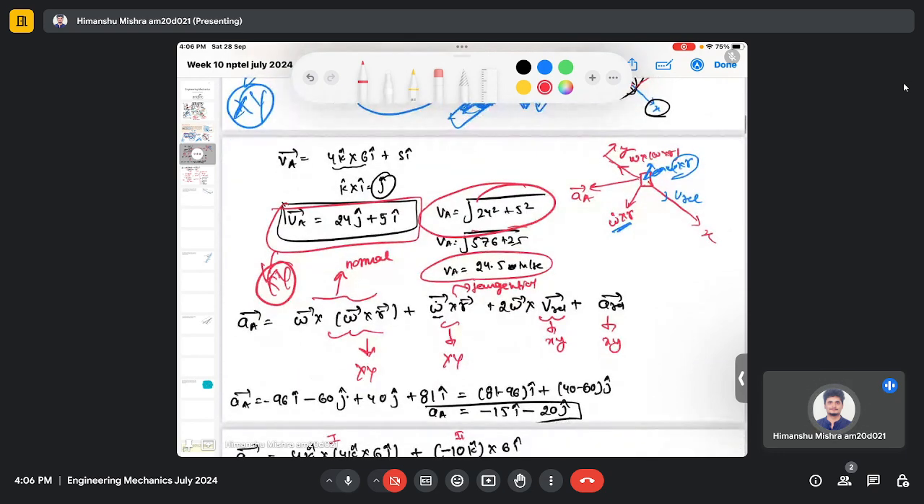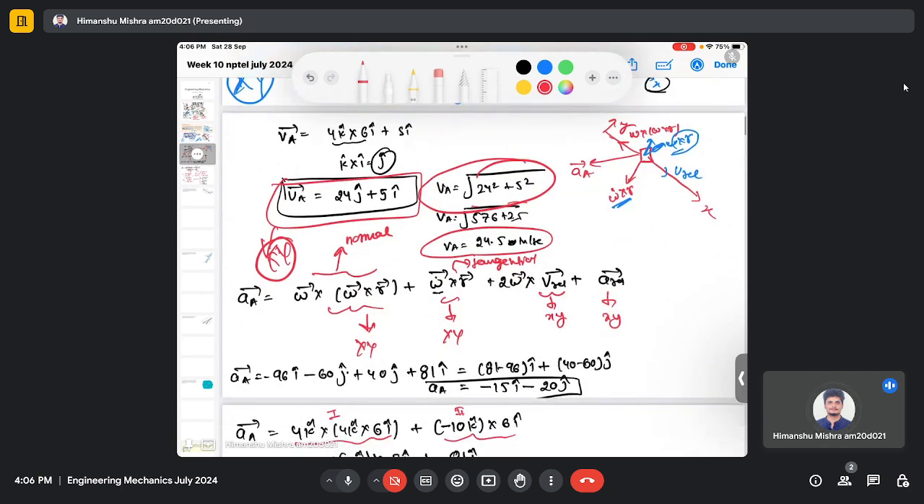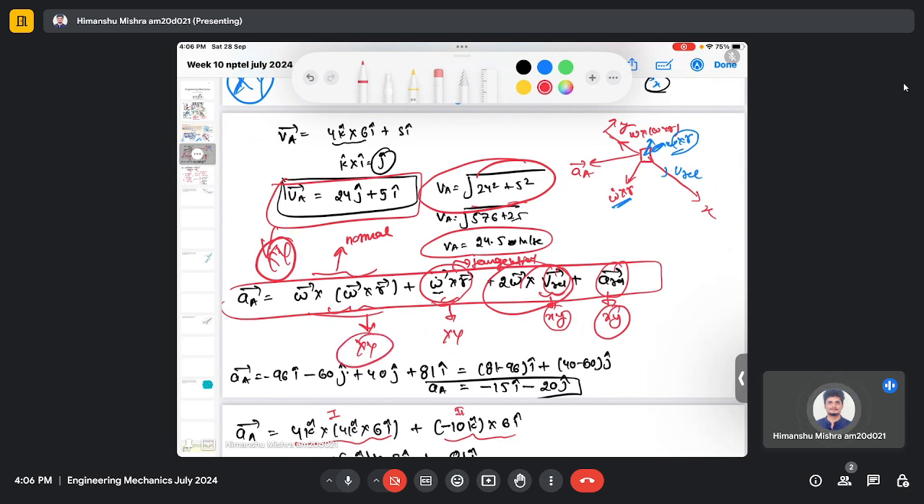Now again you need to find the acceleration. For that, this is the expression we use, and it is made up of acceleration in the normal direction, acceleration in the tangential direction, the Coriolis acceleration, which was given in terms of relative velocity. This relative velocity is given in the rotating frame, and the relative acceleration is again given in the rotating frame. So out of these four terms, two terms are given in the inertial frame, and the remaining two terms are in the rotating frame.